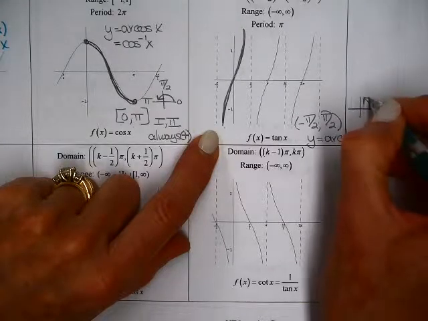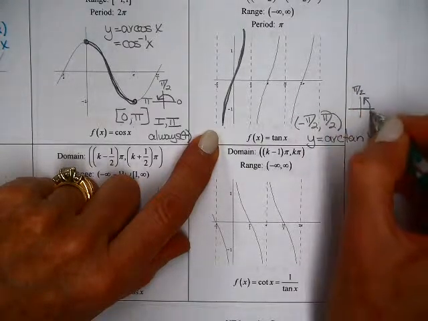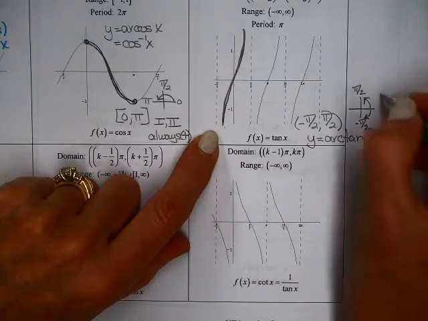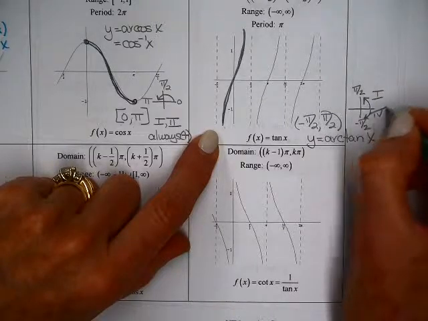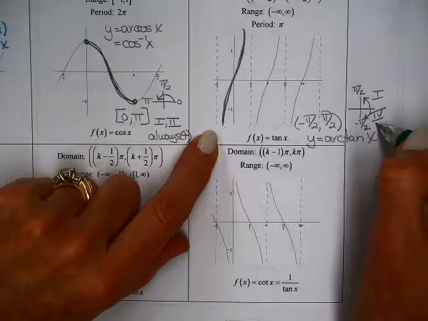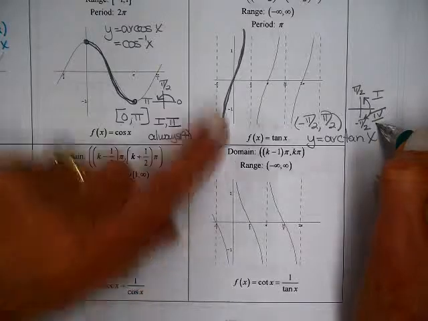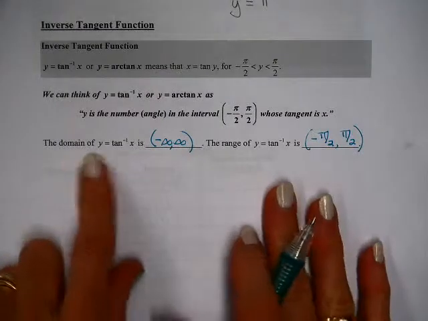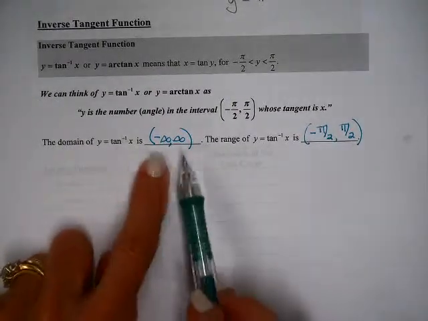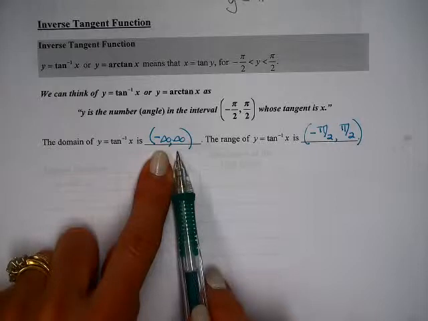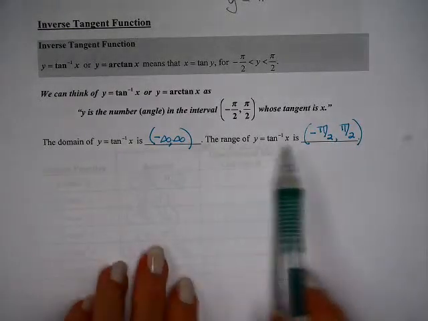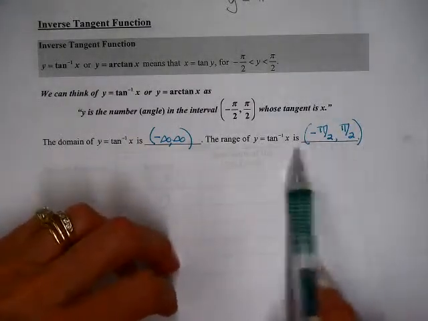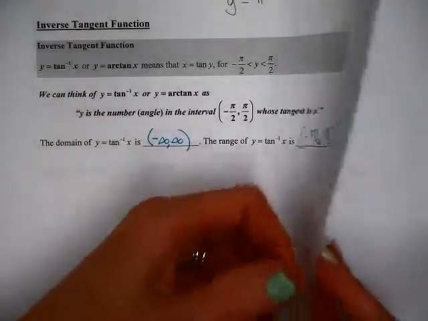So again, positive pi over 2 comes up down here. Negative pi over 2 comes down like this. So that is quadrant 1 or quadrant 4. If it is in quadrant 4, it's just like the sine, it is negative. So, if you want to write these on your notes, the domain of the arc tangent is negative infinity to positive infinity. And the range of the arc tan is negative pi over 2 to positive pi over 2. It has parentheses here because there are asymptotes on the others.